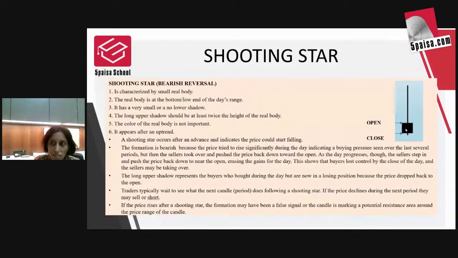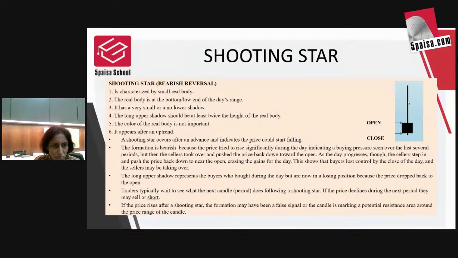The real body, as you can see, is at the bottom or at the low end of the day's range. And it has either no lower shadow or a very small lower shadow. And the long upper shadow, as you can see, is quite long, and it should be at least twice the height of the real body to actually understand that it is the case of a shooting star. Now the color of the real body is not that important, and a shooting star appears in an uptrending market.